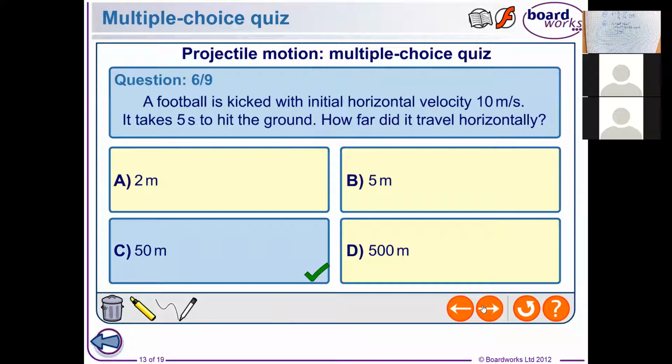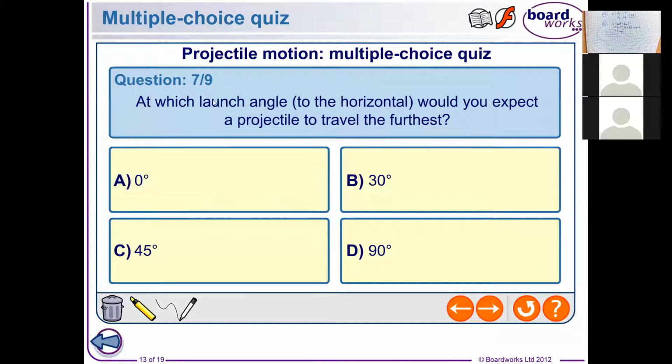Okay, Sheila, what launch angle would you expect a projectile to travel the furthest? Can you remember from earlier on in the presentation? C. C is correct.